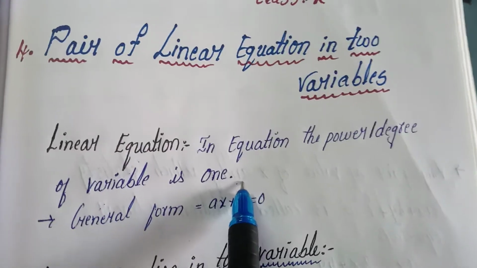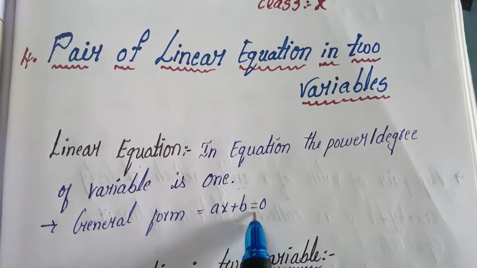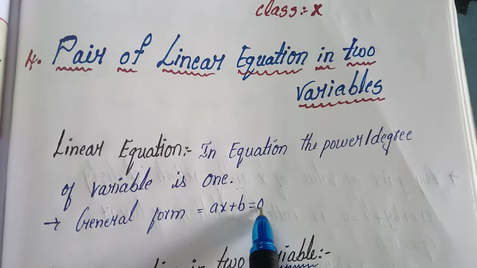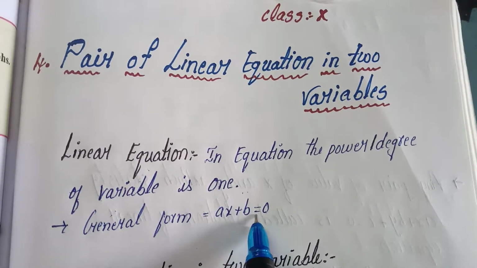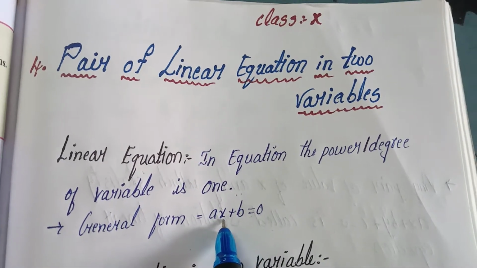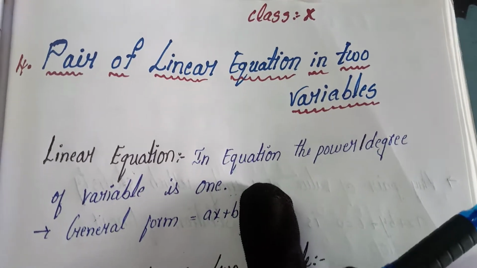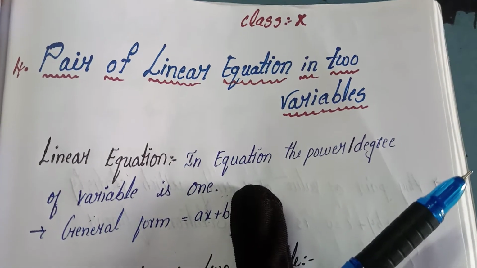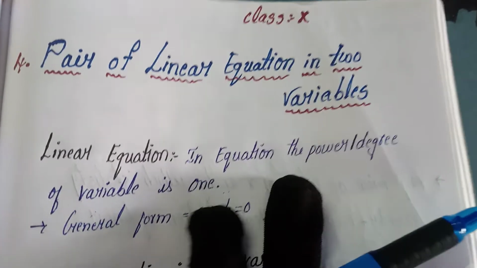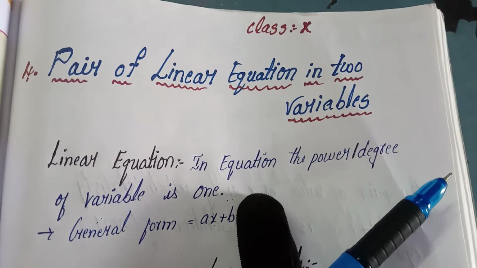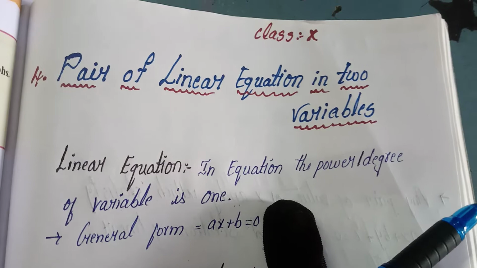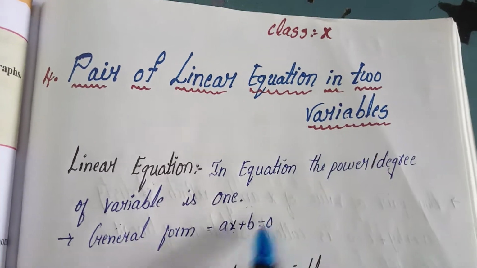What is an equation, ma'am? When the LHS is equal to the RHS, then the expression is called an equation. If you do not have any equal symbol, it is an algebraic expression. From here to here, ax plus b is an expression. When we write it equal to 0, it is called the equation.